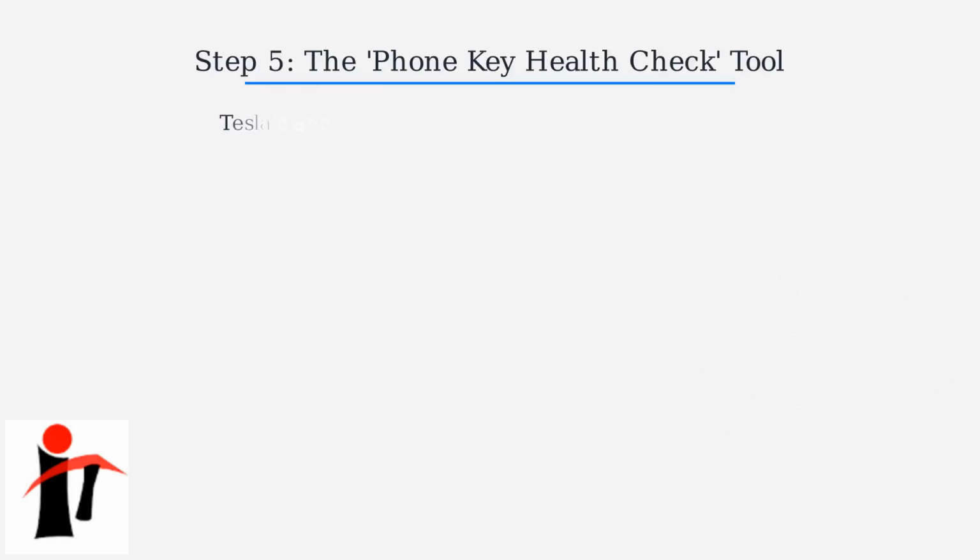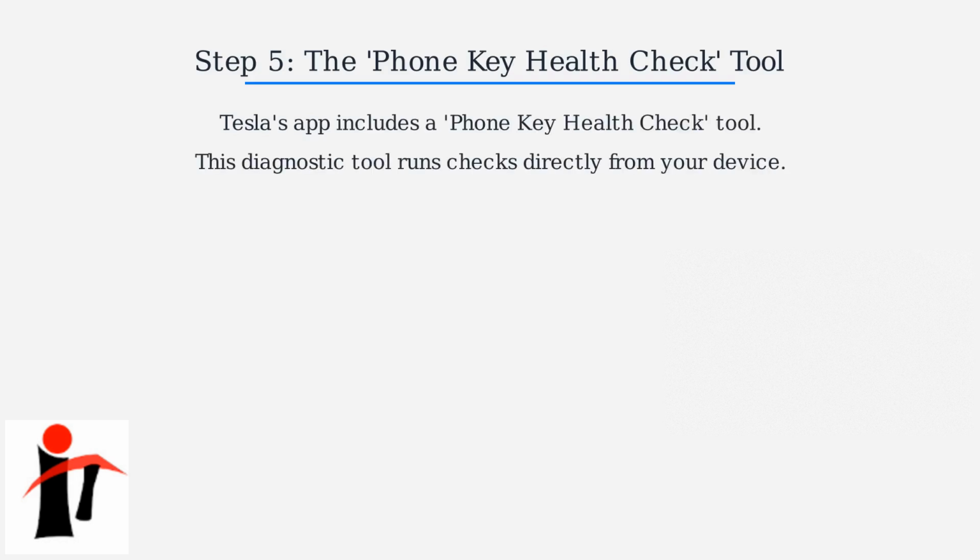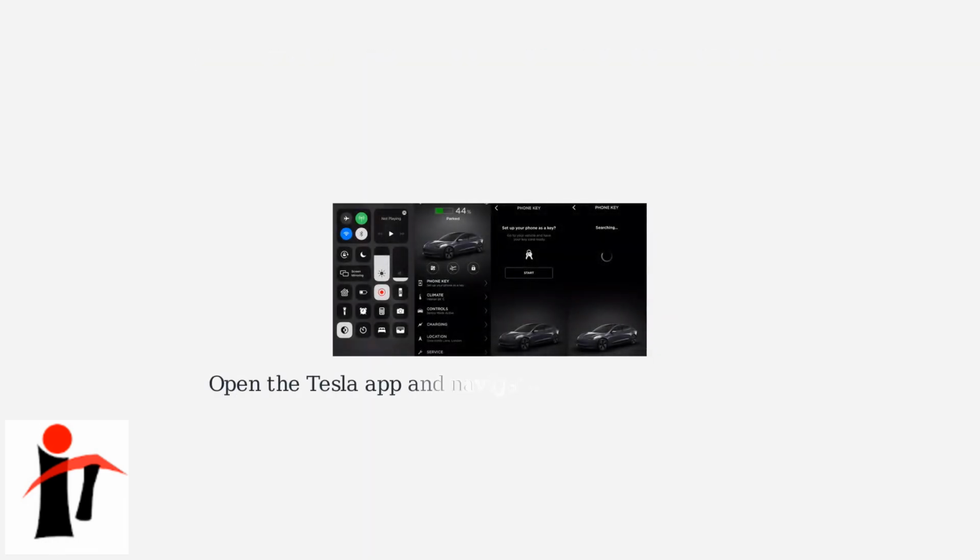Tesla's app now features a phone key health check tool that allows users to run diagnostics directly from their device. This tool can automatically reset connections without needing a service center visit. To access the tool, open the Tesla app on your phone. Navigate to the Phone Key Settings section, where you'll find the Health Check option. The Phone Key Health Check tool is prominently featured in the app's troubleshooting guides. It provides a step-by-step diagnostic process to identify and resolve issues.